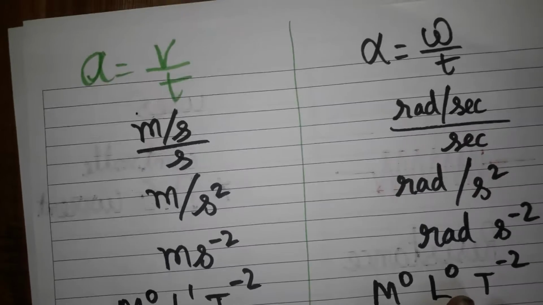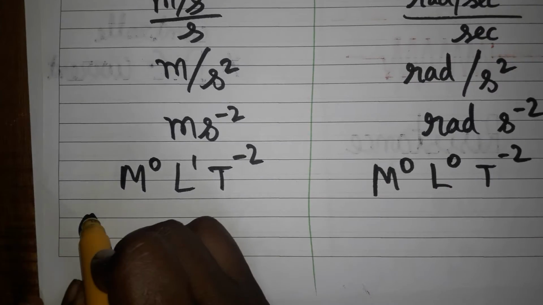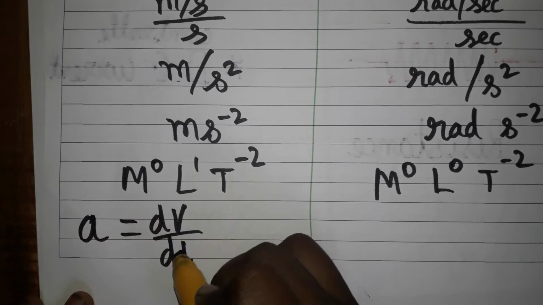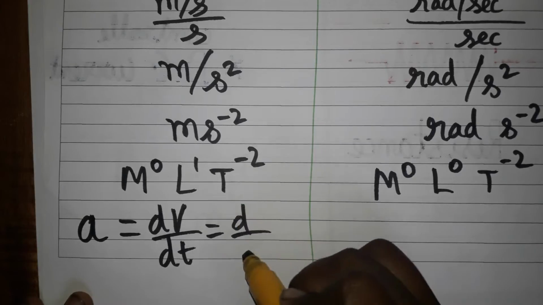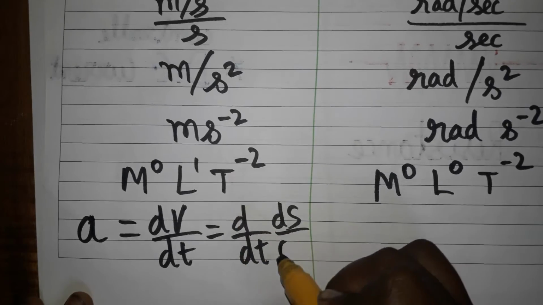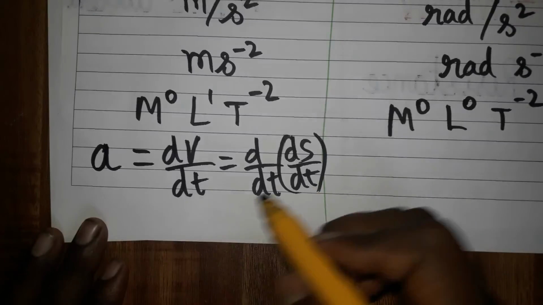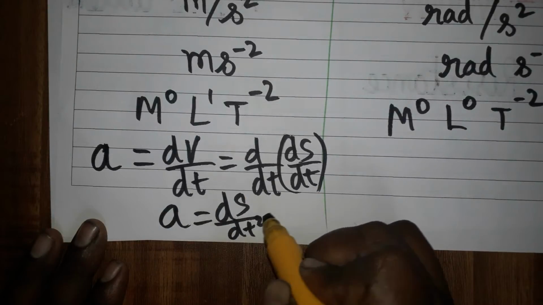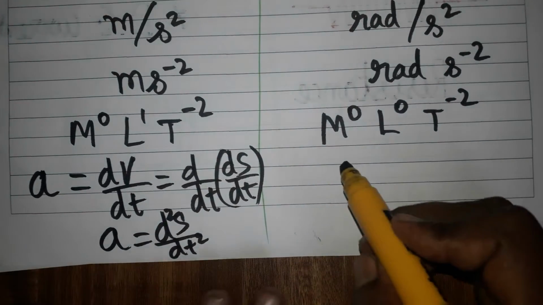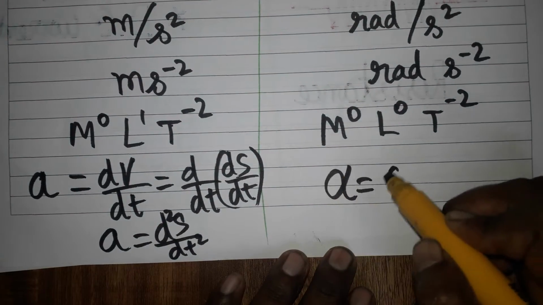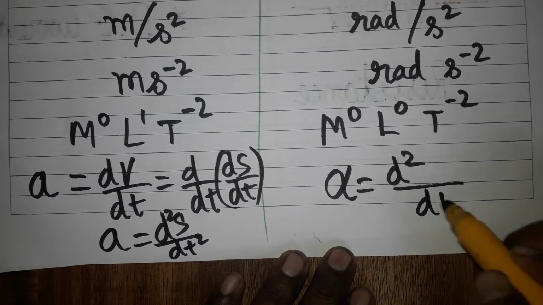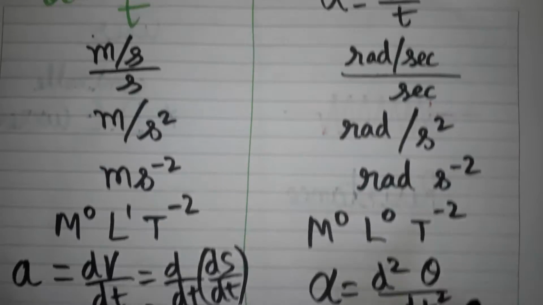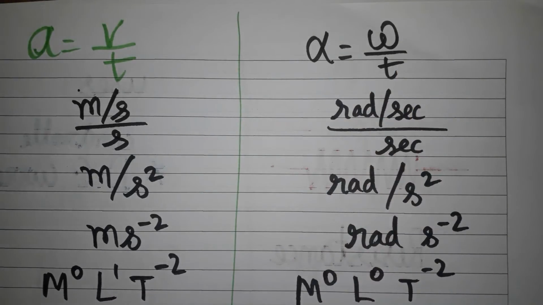Another form of angular acceleration: for linear motion, acceleration is the rate of change of velocity, and velocity is the rate of change of displacement, that is ds by dt. So acceleration is d square s by dt square, a double time differentiation. Similarly, alpha you can write as d square theta by dt square, two-time differentiation, the other form of the equation for alpha.